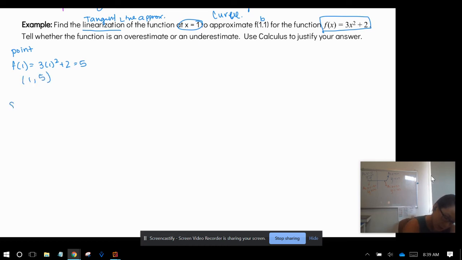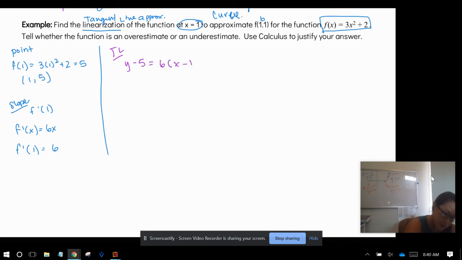And then my slope would be f prime of 1. So f prime of x is equal to, power rule, 6x, and f prime of 1 would be 6. So I have a slope of 6. And then we'll get our tangent line, which is y minus 5 equals the slope of 6 times x minus 1. All right, solve for y: 6 times x minus 1 plus 5.